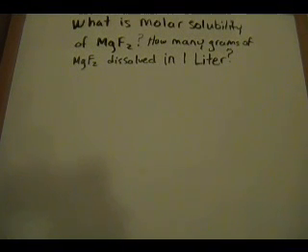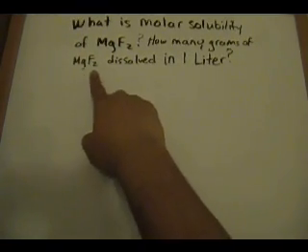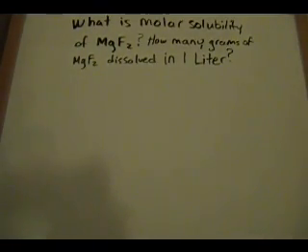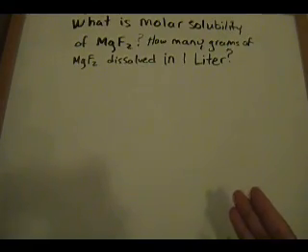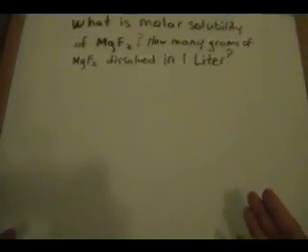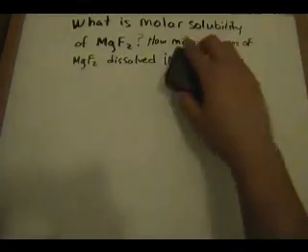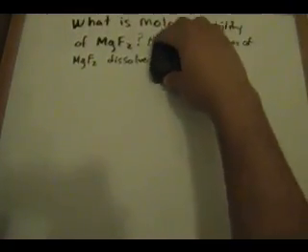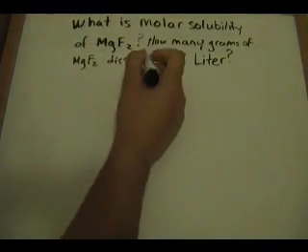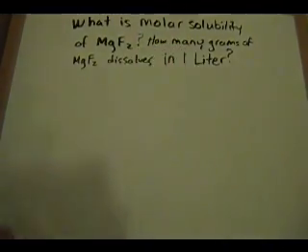Okay, welcome back everybody to part 2, actually part 3 of this video. In the previous video we found out the equilibrium concentrations of magnesium ions and fluorine ions, right? And for this video we are asked to find the molar solubility of magnesium fluoride, how many grams of this magnesium fluoride dissolves in 1 liter of water. Okay, we're assuming water. So let's get started with this video.